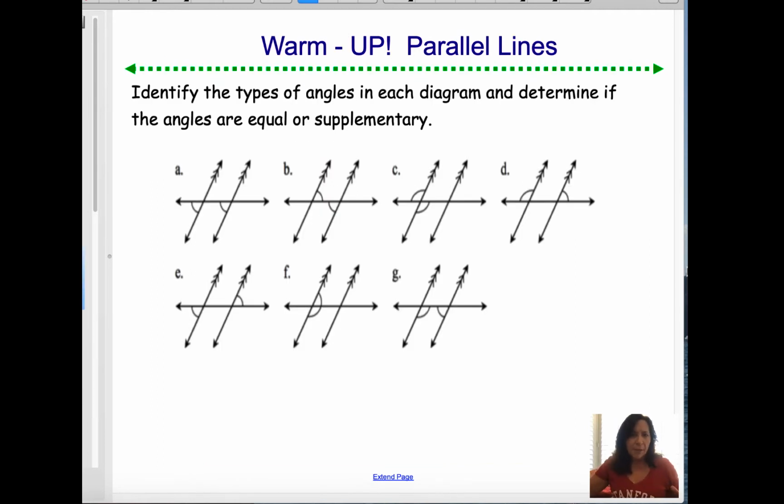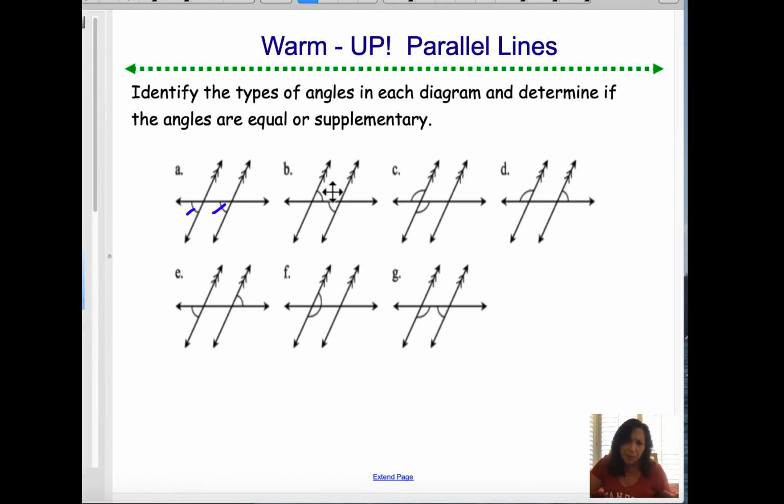So just a warm-up: identify the types of angles in each diagram, and determine if the angles are equal or supplementary. In the first problem right here, these two angles are going to be congruent. We call those corresponding angles. They're both on the same side and both on top of a parallel line.